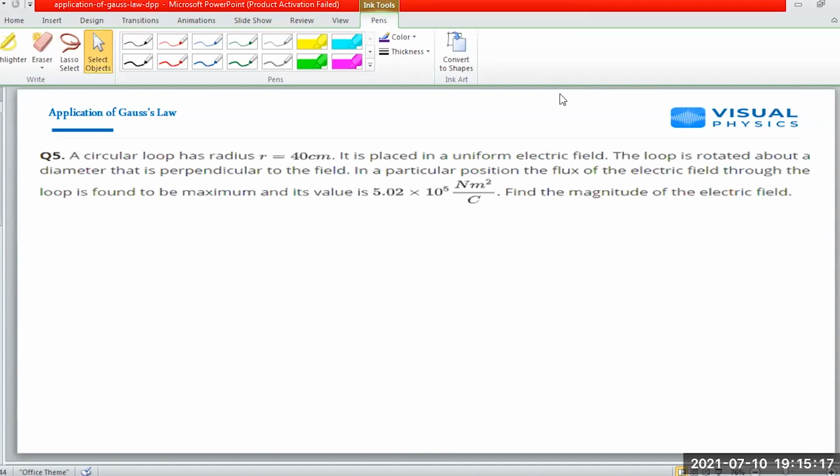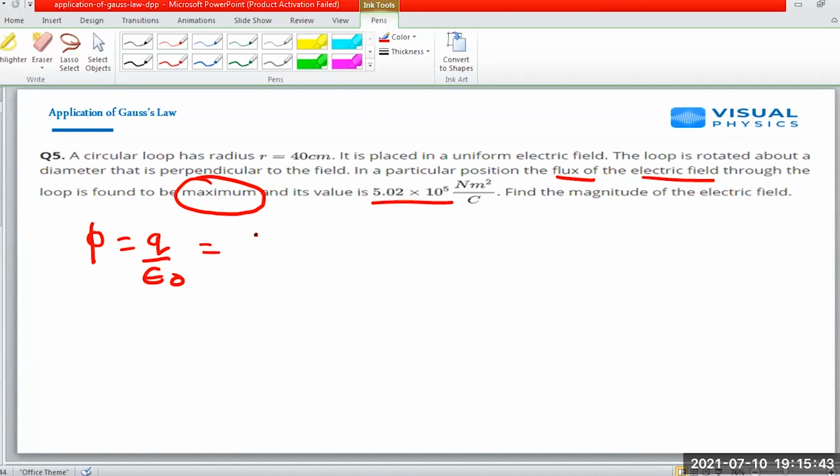Question number 5. Here you have to find the keyword. Keyword is maximum flux. So whenever the flux is given maximum, I know phi is q by epsilon naught by Gauss theorem, but phi is vector E dot vector S, that is E into S into cos 0, whose maximum value is 1. Yes, very good. Now you just have to put the value and you can get the answer.